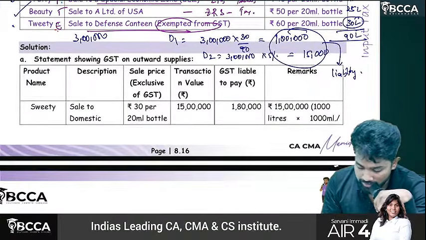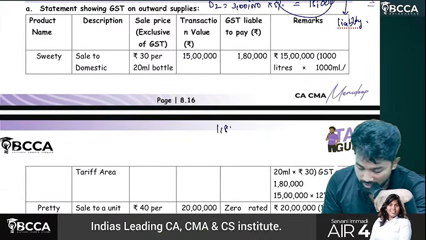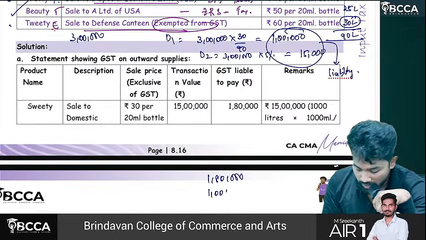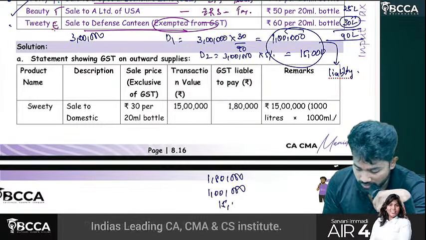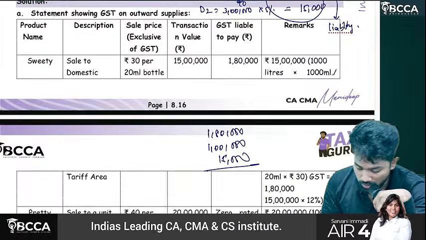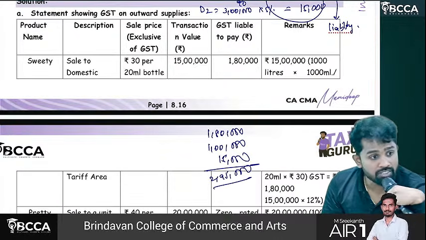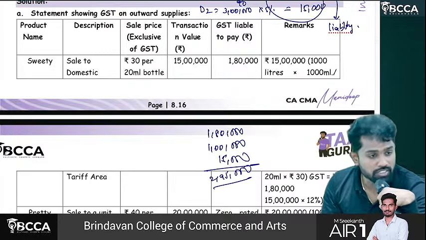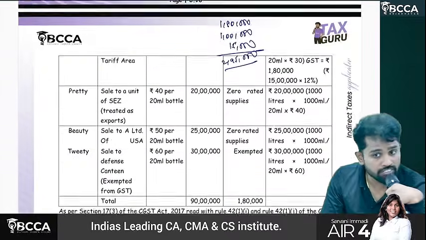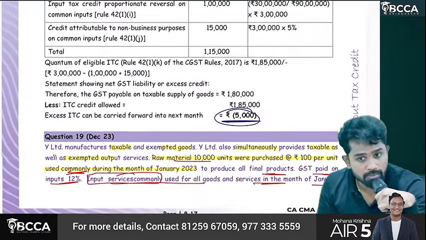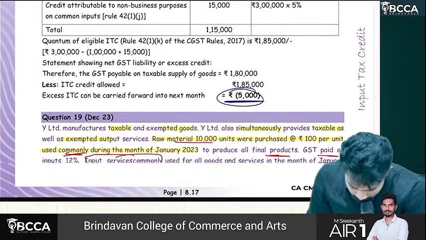1,80,000. So the total tax liability is how much, sir? 1,80,000. And this amount to be reversed how much? 1 lakh and then 15,000. So total how much, sir? 2,95,000 is the liability. But the credit they are having is already how much? 3 lakhs. So if you adjust that, they need not pay any tax. 5,000 surplus credit is still there.